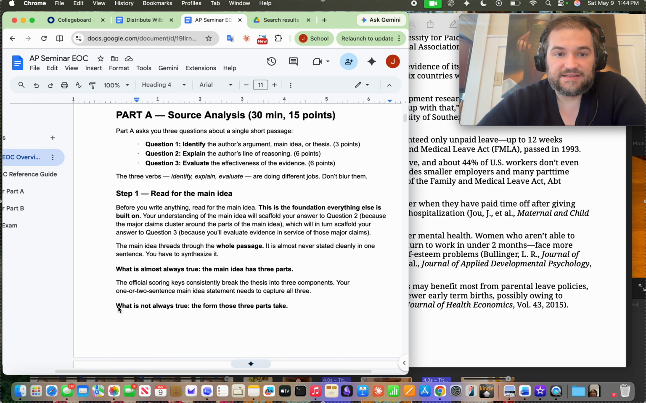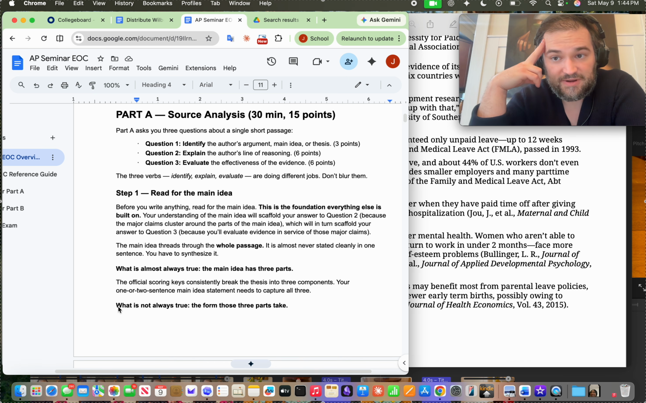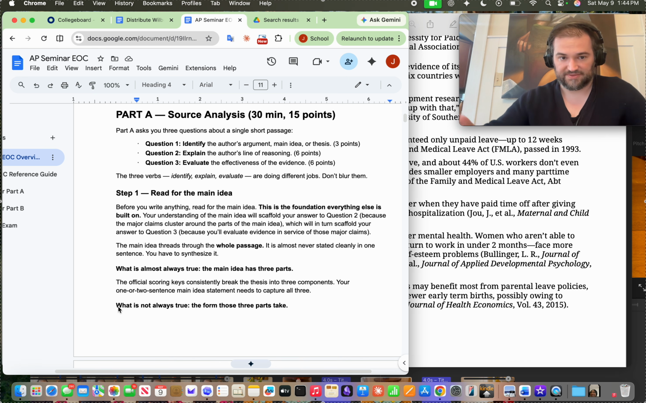So let's look at part A first. A way to think about this: there's 3 questions. They're asking you to do 3 different things. The first is asking you to identify the author's main idea. The second is asking you to explain their line of reasoning. And the third, to evaluate the effectiveness of their evidence. I think we all know this. We've gone through this. And so what I want to do is walk through how I recommend you answer this question. This is what you avoid doing, too.